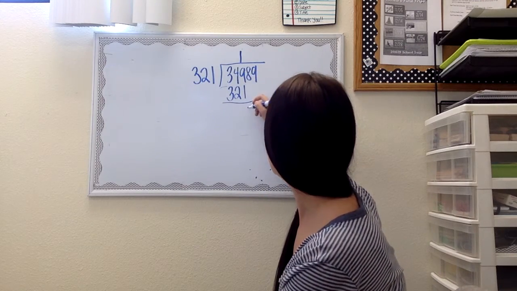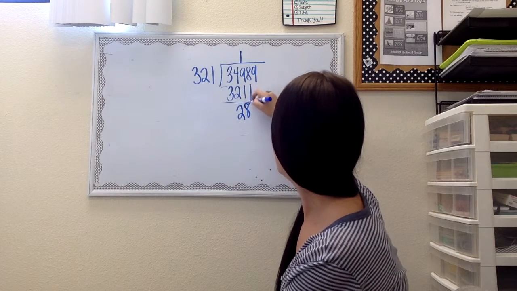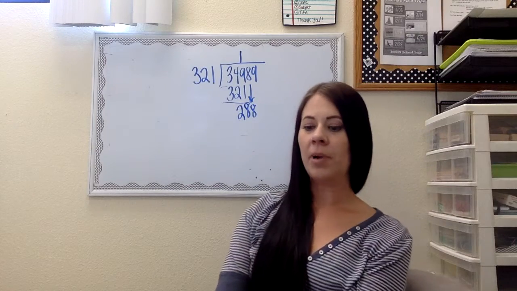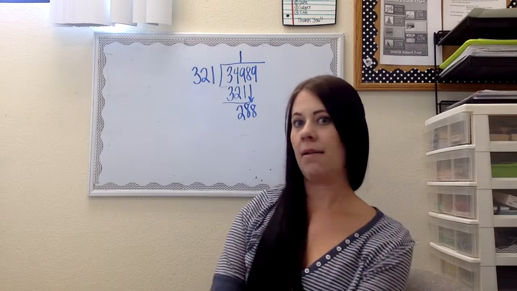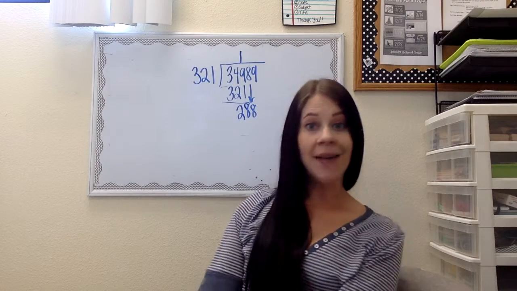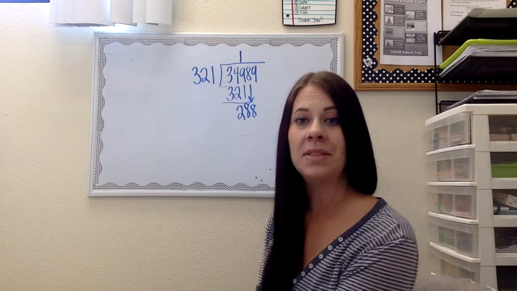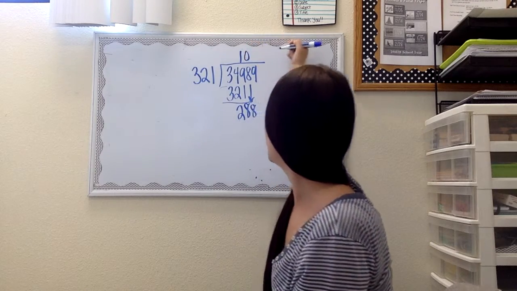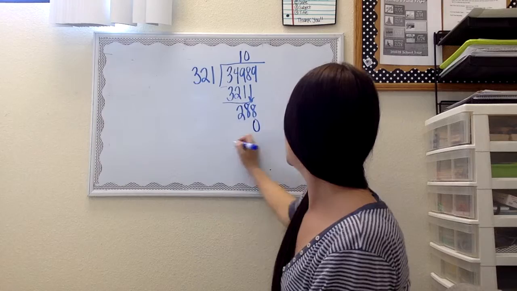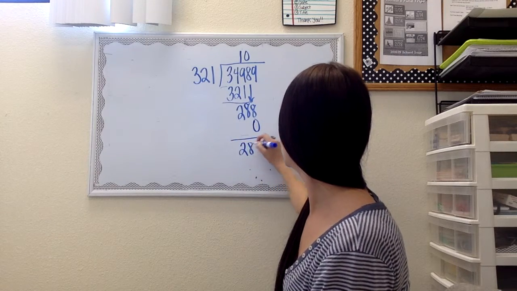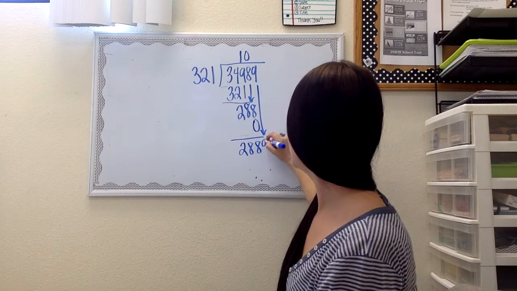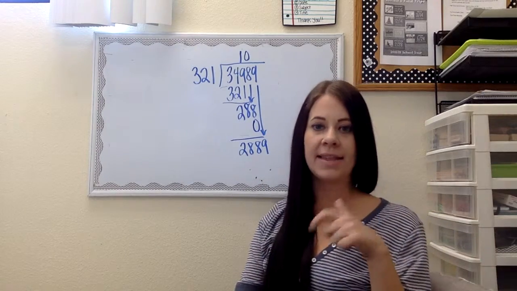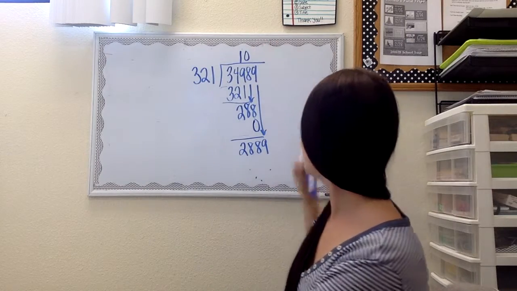Okay, so then I subtract 8, 2, and I bring down another 8. Now, there are going to be times like this where you've brought your number down and it does not go into that number. You do not bring another number down. What you do is you say 321 goes into 288 0 times. And you multiply by 0. You subtract. And then you bring down the next number. Okay, so you eventually bring that number down, but you got to get that 0 up in your answer first.